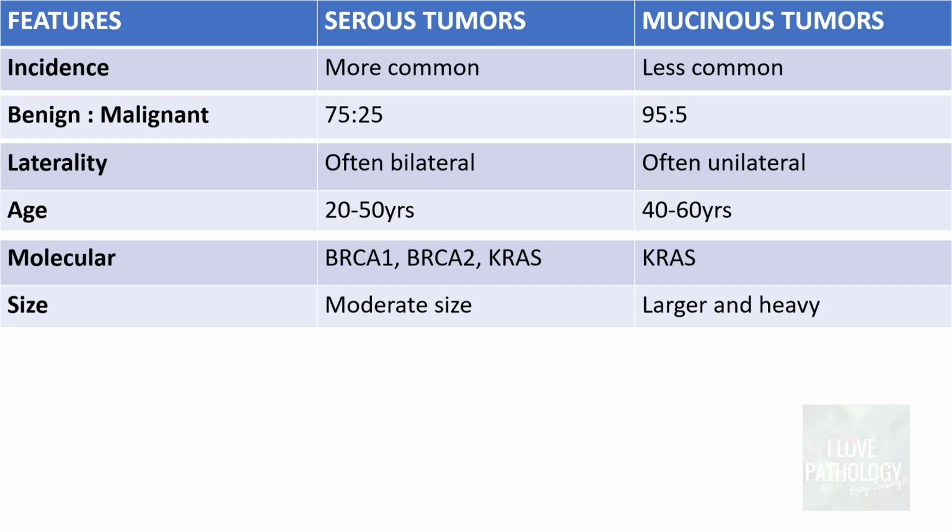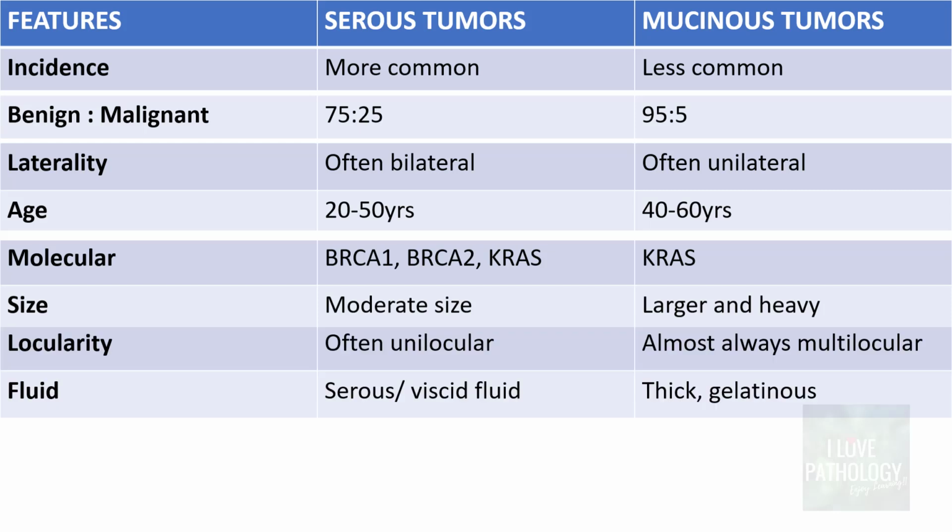Serous tumors are of moderate size, as compared to mucinous tumors, because mucinous tumors can be very, very large and can be heavy also. Serous tumors, as I told you, are most often unilocular. Sometimes you can find multiloculations, but by and large, serous tumors are most often unilocular, whereas mucinous tumors are almost always multilocular. Very, very rare to find a unilocular mucinous tumor. Serous tumors contain serous fluid, very thin fluid. Sometimes it can be a viscid fluid, whereas mucinous tumors have thick and gelatinous fluid, right?